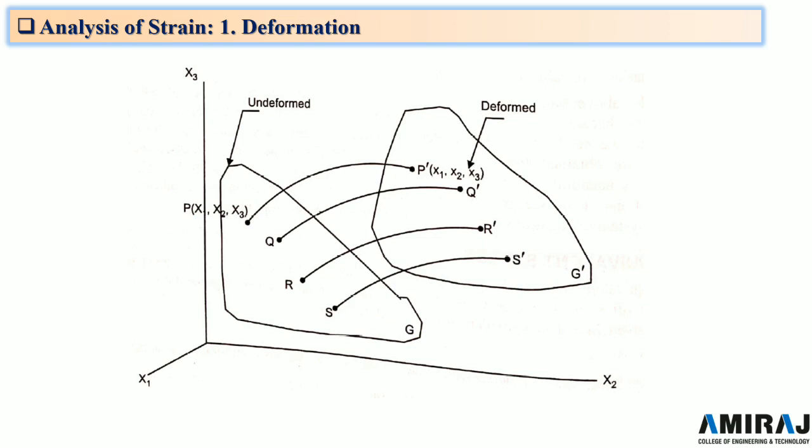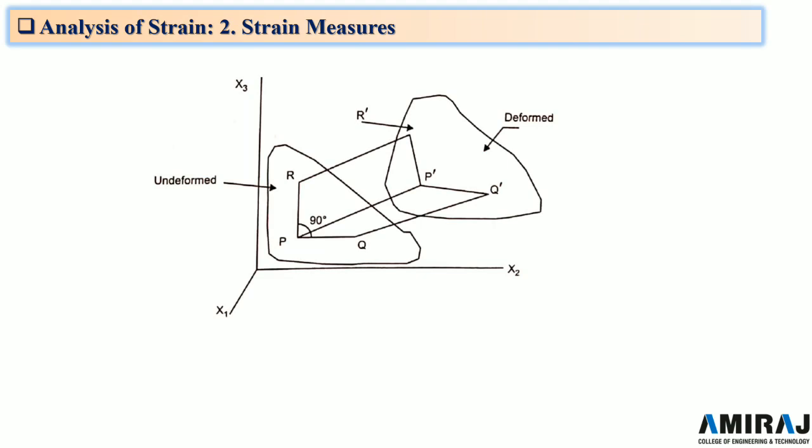Next is strain measurement. Consider the neighbor particles P, Q, R as shown in the figure, such that PQ is parallel to x2 and Q is at distance dx2 from P. Similarly, PR is parallel to x3 and R is at distance dx3 from P, and the point P has coordinates x1, x2, x3, and the coordinates of the points Q and R are x1, x2 plus dx2, x3 and x1, x2, x3 plus dx3 respectively. After the deformation, the three particles occupy the positions P dash, Q dash and R dash respectively.